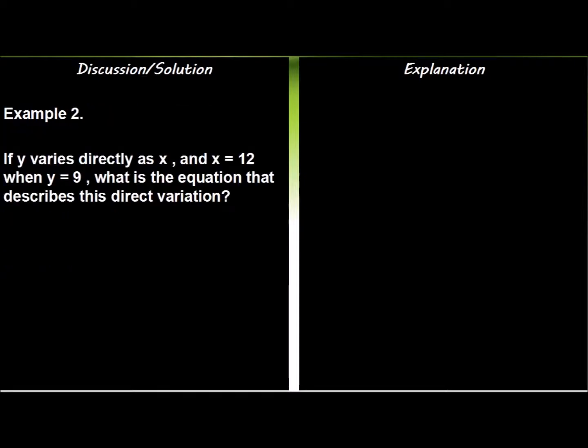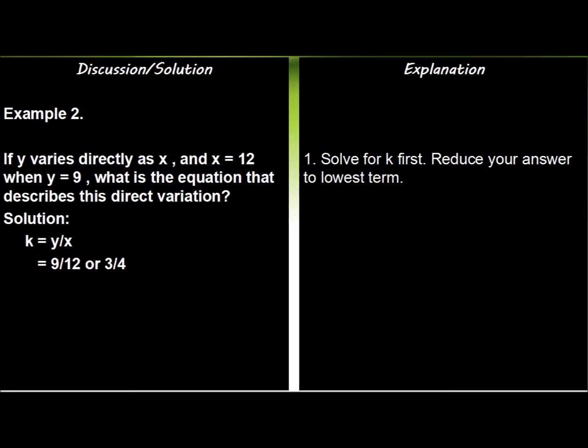Example problem number 2. If y varies directly as x and x is equal to 12 when y is equal to 9, what is the equation that describes this direct variation? Solve for k first and reduce your answer to lowest term. So we have the solution. k is equal to y over x, which is equal to 9 over 12, where 9 is the value of y and 12 is the value of x. And then we have 3 over 4 as its lowest term. Next is substitute the value of k to the equation y is equal to kx. So the equation now is y is equal to 3 over 4 x.